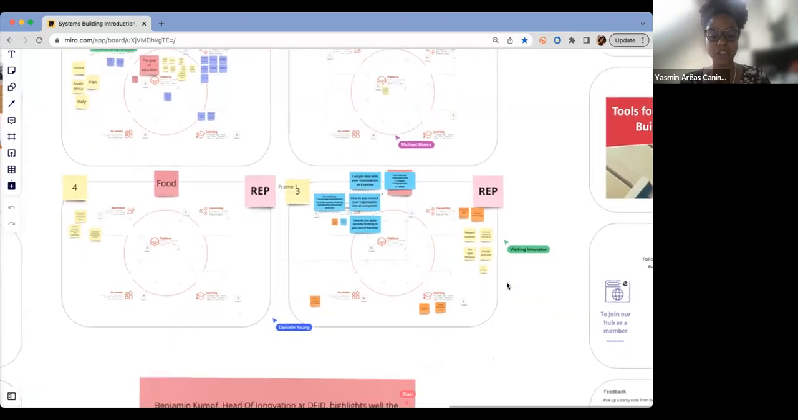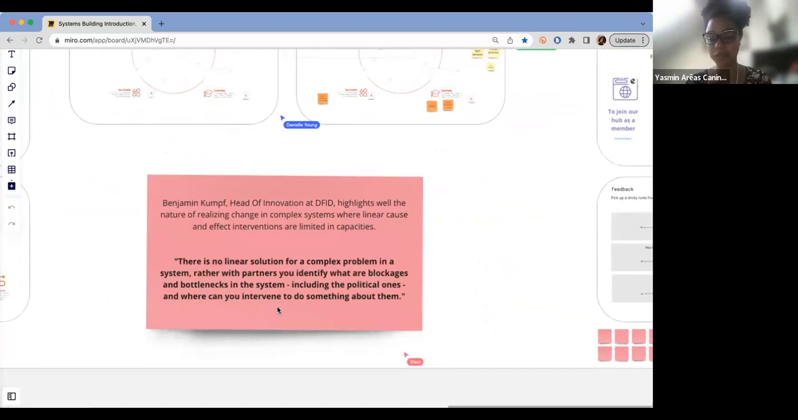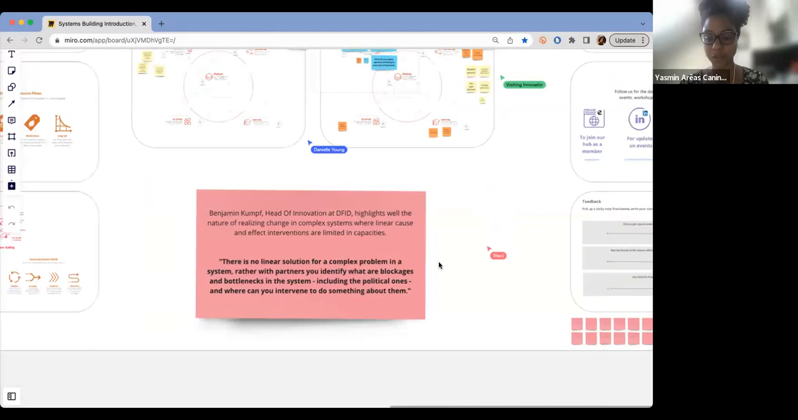Okay, so just to finish off with a quick quote here, just to summarize some of the main ideas that we wanted to bring to you today. There is no linear solution for a complex problem in a system. Rather, with partners, you identify what are the blockages and bottlenecks in the system, including the political ones, and where can you intervene to do something about them. So it's this idea of the synergy and the emergence that you can actually see coming out of the interrelationship of all the actors and the elements working together to a common goal.